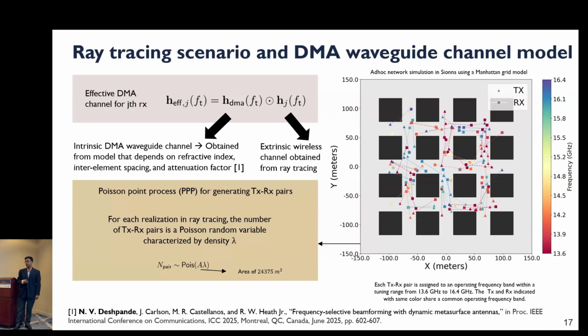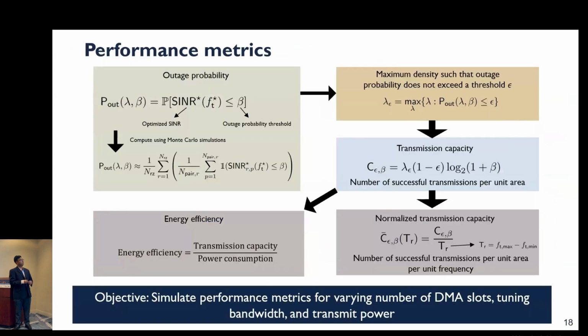Let's look at the performance metrics. For ad hoc networks, we use the conventional performance metrics like outage probability, transmission capacity, and energy efficiency. So the outage probability is defined as follows. We have outage probability as the probability when the SINR obtained after configuring the resonant frequency and the operating frequency is less than a certain threshold beta. So the beta is the outage probability threshold.